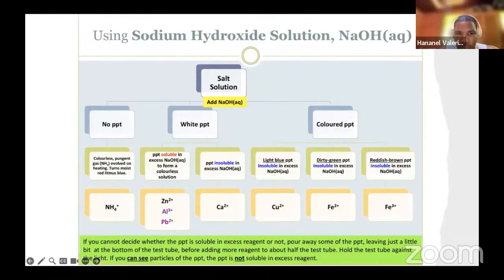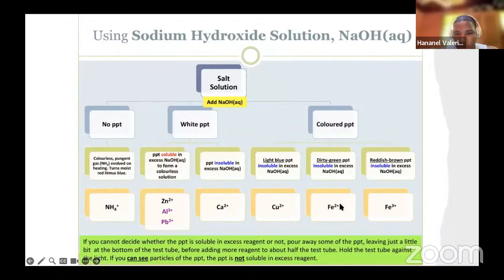So just a summary, a flowchart summary. For the salt solutions, ammonia will form no precipitate, so it's another easy one to determine. White precipitates will be formed by those that are soluble, being ZAP, zinc, aluminum, and lead, and calcium will be insoluble. So calcium, we will see that insoluble precipitate form. A colored precipitate will be given, of course, the light blue for copper as expected. For iron, a dirty green precipitate for iron 2, and a brown precipitate for iron 3.